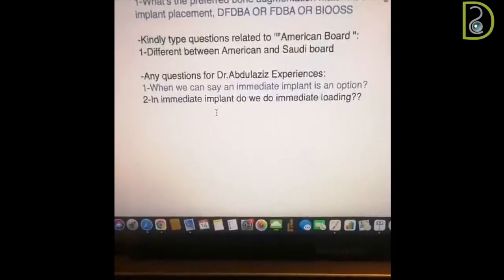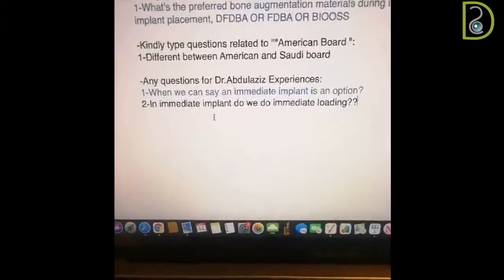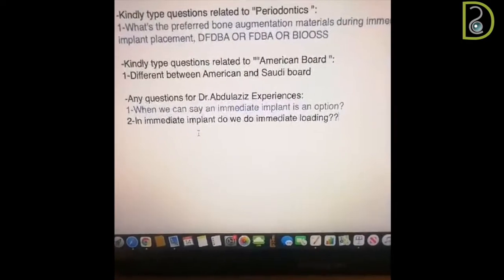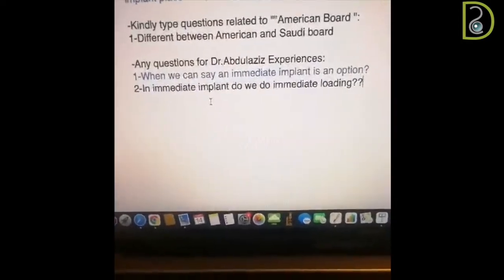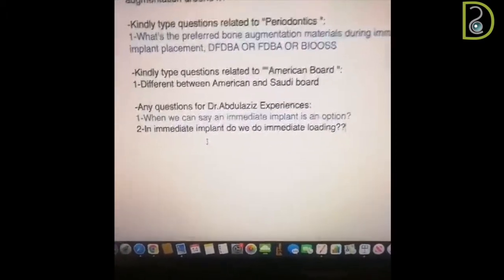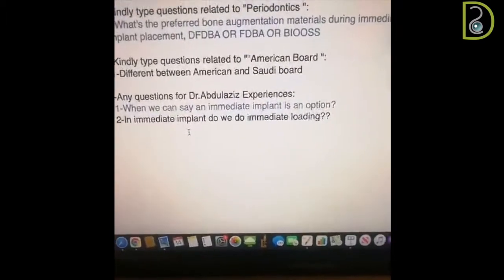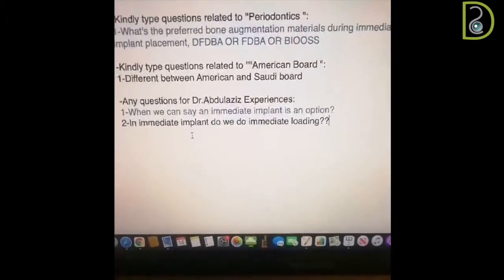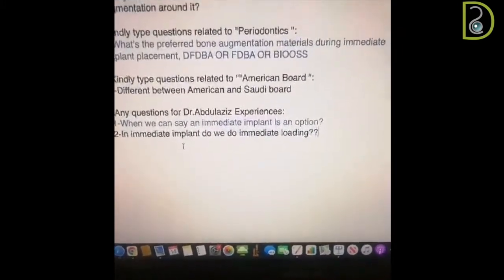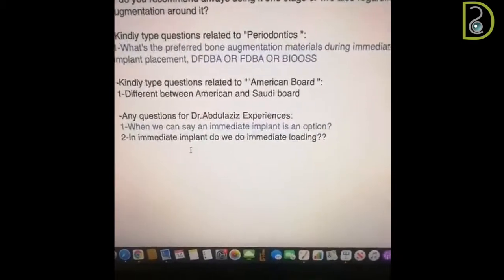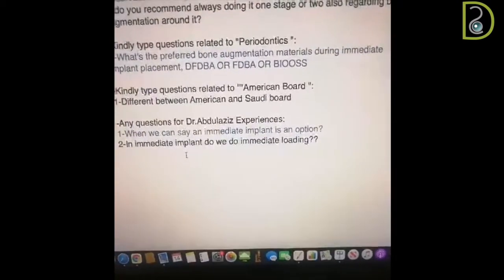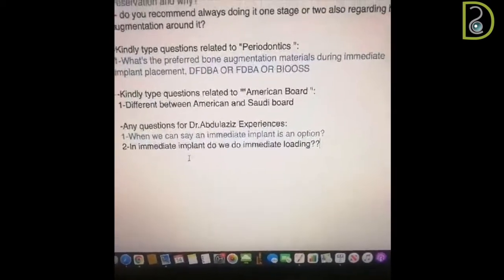And the last question here: in immediate implant, do we do immediate loading? I believe when you say immediate loading, that means in full mouth cases, most of the time, yes, we do that. However, in a single implant situation, it depends on the stability. So if you have good stability, I will do a full provisional, but again, it will be out of occlusion. So you need to check the centric and eccentric contacts just to make sure there is no contact at all, because otherwise there is a high chance you will harm this implant and it will fail really soon.